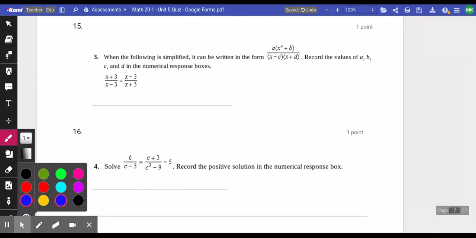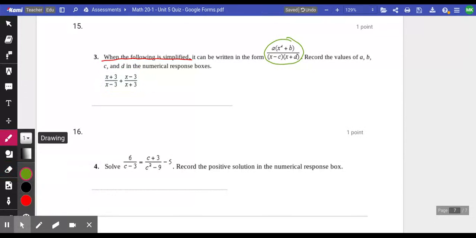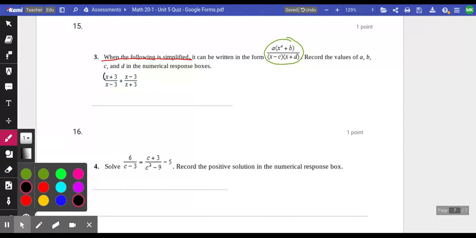Number 3, when the following is simplified, it can be written in the form, and it gives you some form. Record the values of A, B, C, and D in the numeric response box. Okay. When the following is simplified, simplify that thing. When you're done, it should look like this. So let's try it. To simplify this, I'm going to factor. I can't factor anything, but I can put brackets around everything. So I do that.